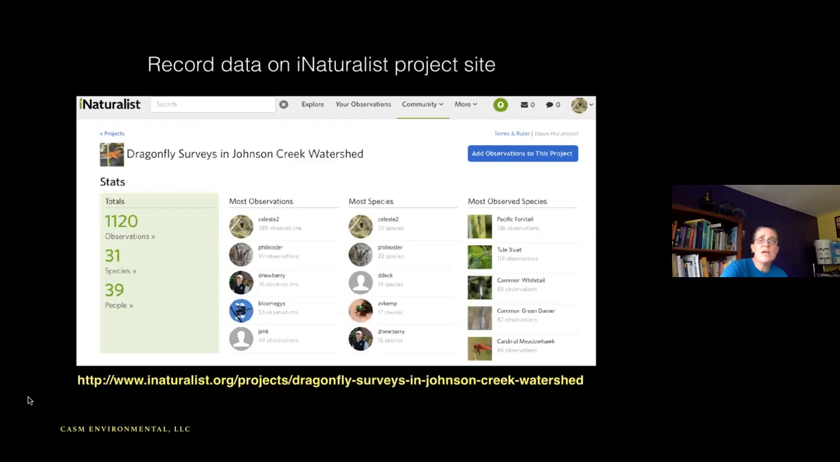So the data is going to be recorded in a dedicated project site on iNaturalist. And I know for some people, this website, and it's also an app, is going to be a little bit novel. So I am going to real quick stop sharing my slides and pull up iNaturalist and walk through how you would do your data reporting when you have collected data from a survey. So let me bring that up and go back to screen sharing.